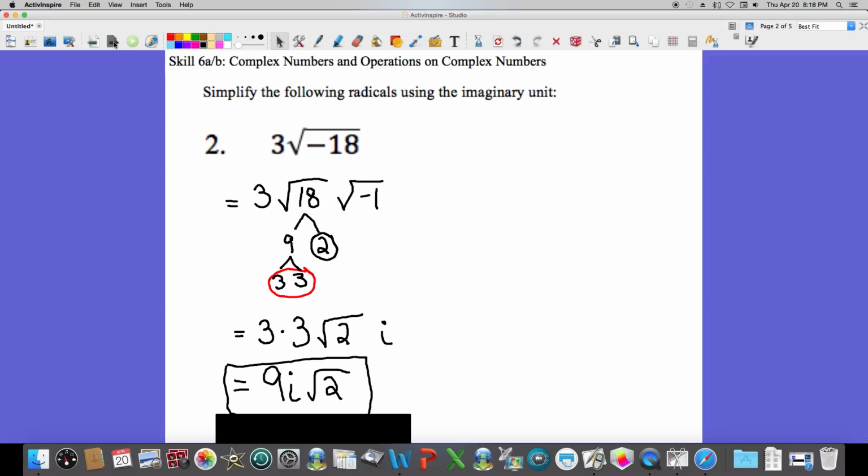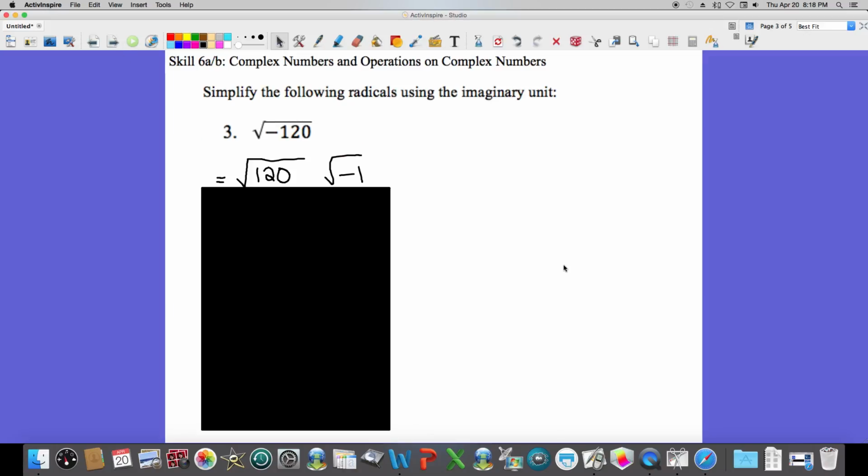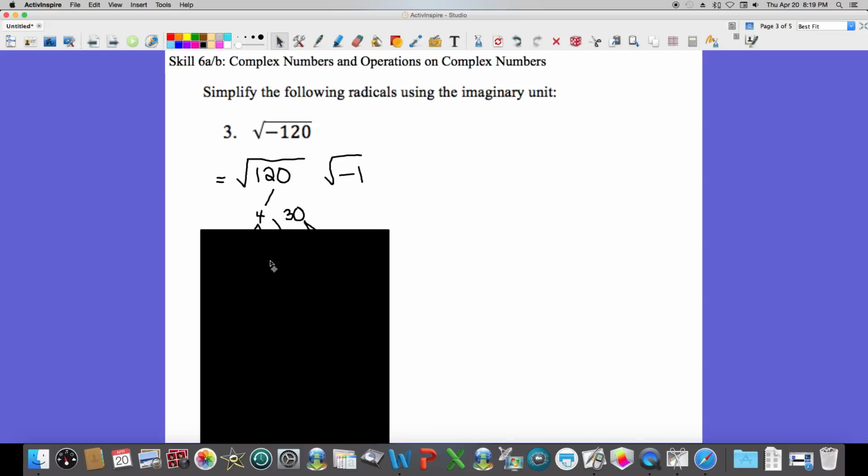All right, so let's take a look at number 3. We already know the first step. Break it down to the square root of a positive value times the square root of negative 1. The square root of negative 1, by definition, is i. I need to break down 120. So I just solved the 12 and said, hey, 4 times 3 is 12, so 4 times 30 is 120. You can start anywhere. Maybe some people will just start with the fact that it's an even number and say 2 times 60. But when I saw it, I broke it down.